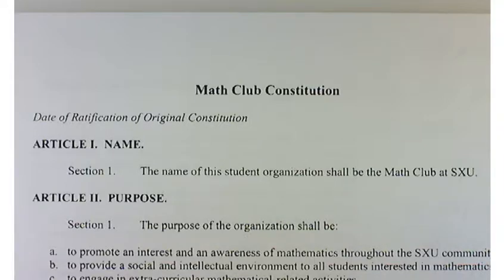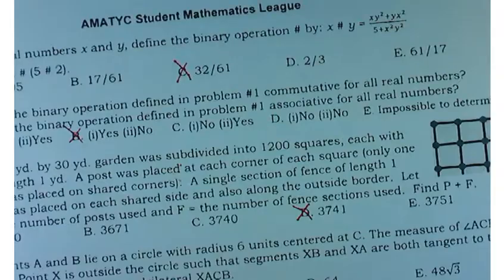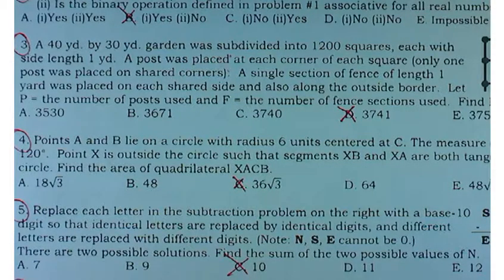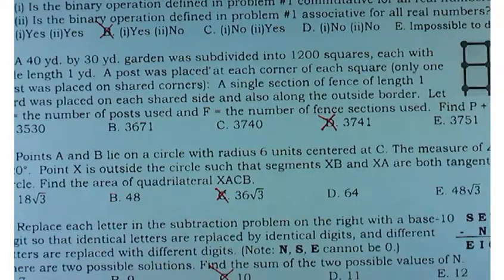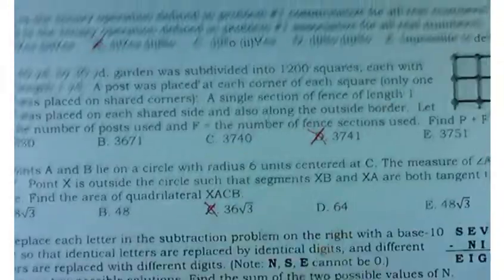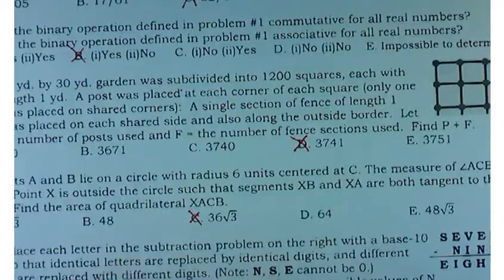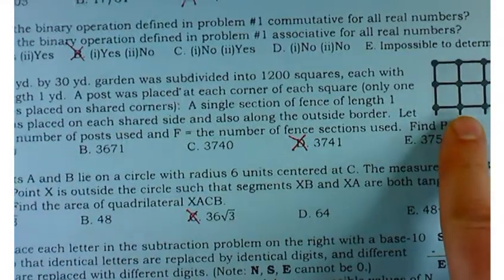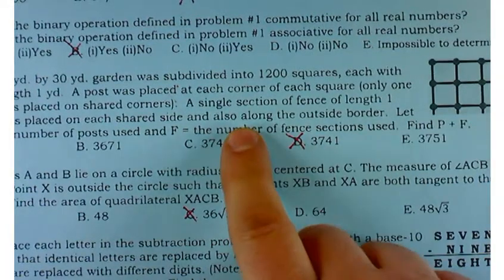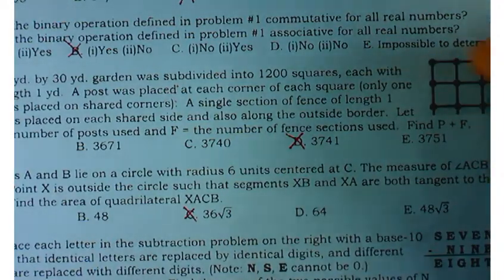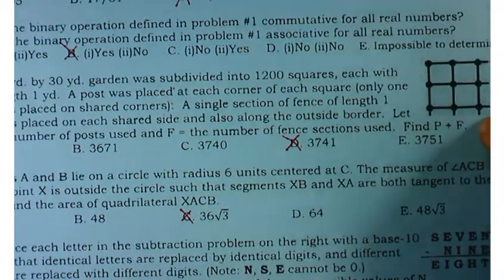Okay. Better. More comfortable. Okay, so number 3, besides solving it, I want to mention something about these kinds of problems. Let's read number 3 out loud. A 40-yard by a 30-yard garden subdivided into 1,200 squares, each with side length 1 yard. So you have a sort of a picture right here. And then a post was placed at each corner of each square, blah, blah, blah. So they put one post on each one of these big dots right here.